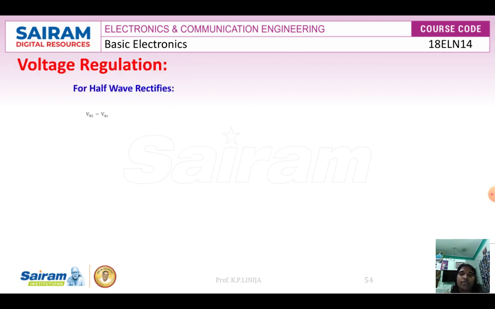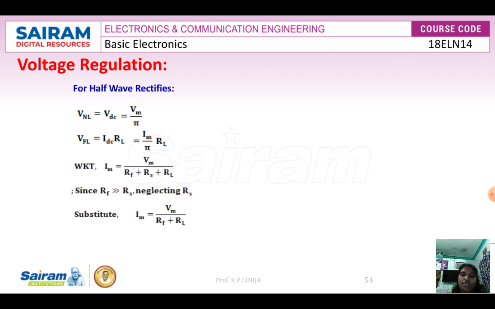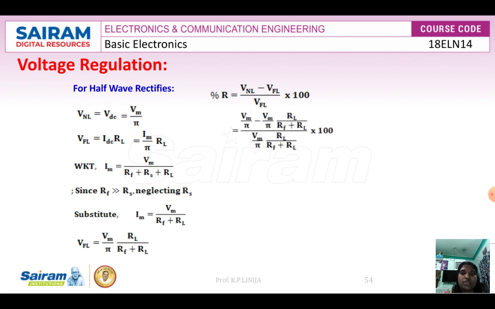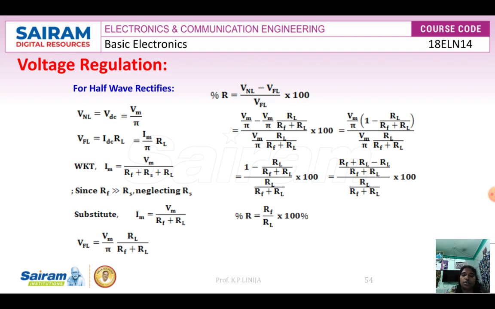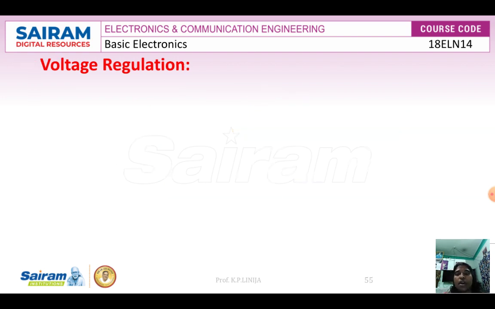So first we will go for the half wave rectifier. No load means the DC voltage. Already we know that the DC voltage is equal to Vm by pi. Full load means IDC into RL. Now we substitute the formulas with the condition that RF is very much greater than RS, therefore neglecting RS. So the percentage of regulation is equal to RF by RL into 100. Now if you assume that RF is equal to RL, the percentage of regulation is equal to 100%.